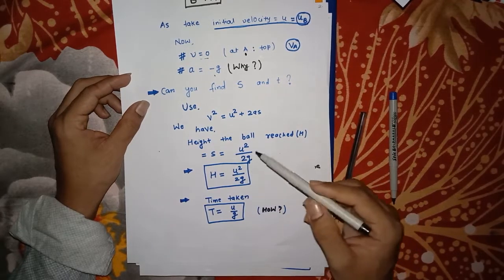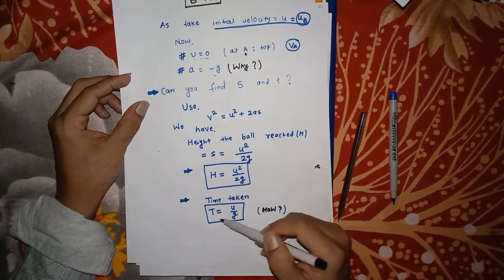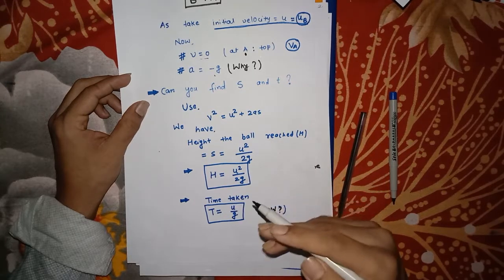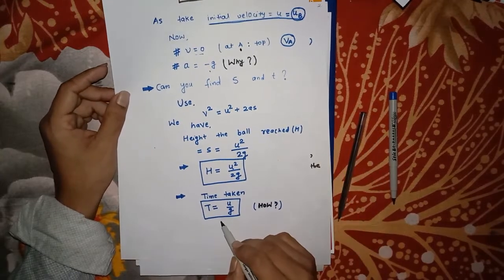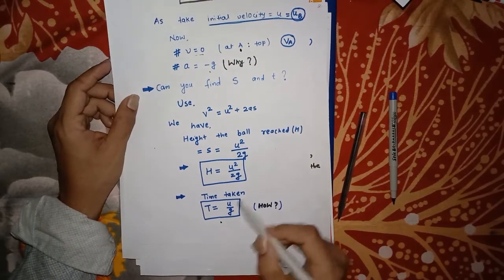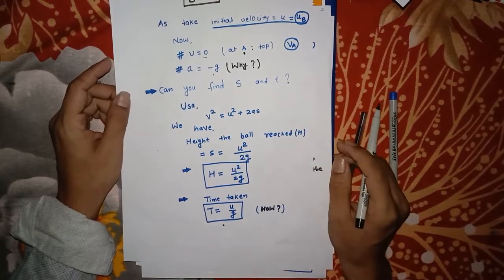And in a similar way you can find time with the help of the equation of motion. Can you find t is equal to u by g, or you can say u_b by g? Can you find it?